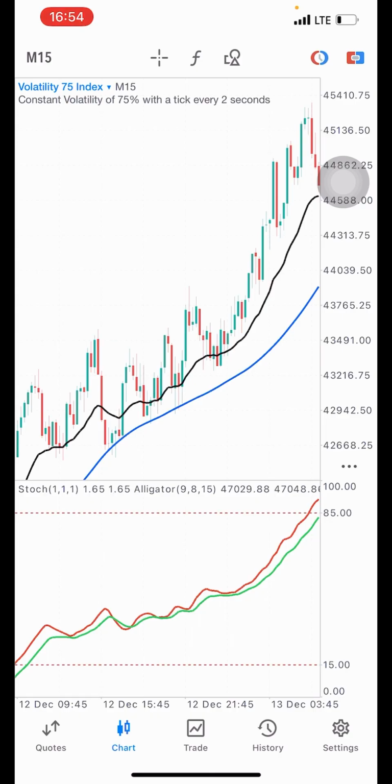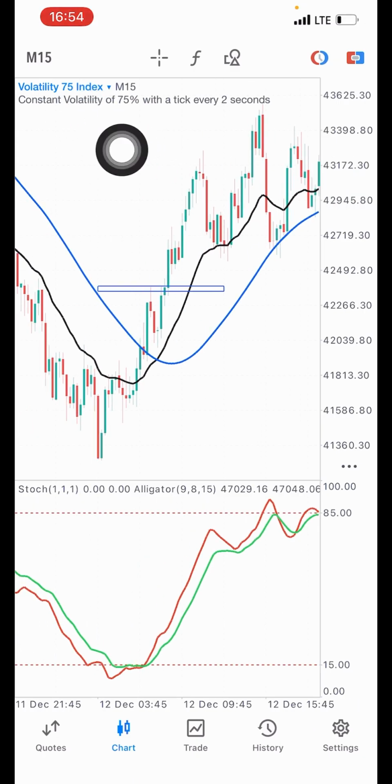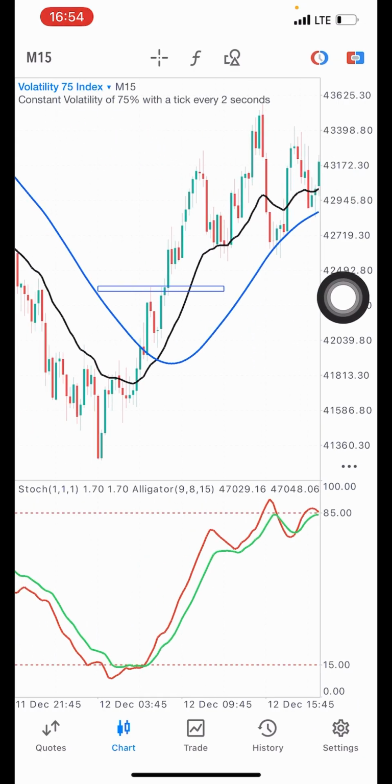Okay, so in this case, I have only backtested this strategy using the Volatility 75. I have not tested it on other volatilities, so you can put in the work yourself to test it out. But as for the Volatility 75 Index, I'm very sure that the strategy works very well with it. So that's what you need to know.